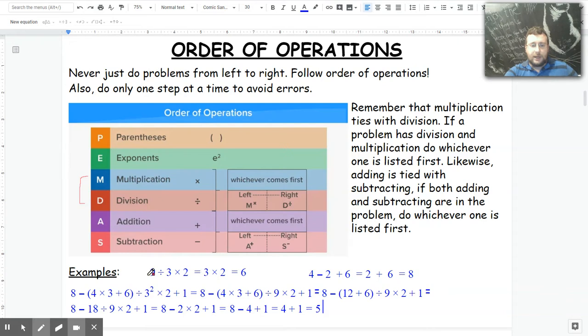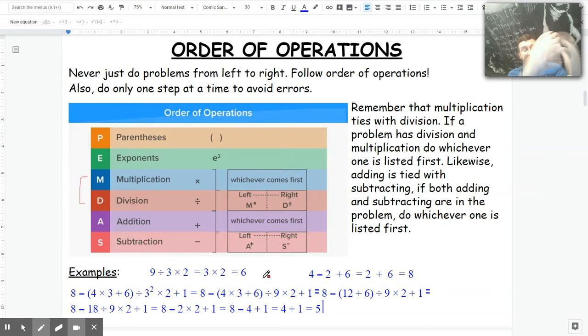You see an example right here. 9 divided by 3 times 2. You don't just do the multiplication first. You're actually going to do the 9 divided by 3 first, which gives you 3. And then you do the times 2, giving you 6. If you do the multiplication first, you get a different answer. So the convention is they're tied. You go from left to right. You don't always just go from left to right.